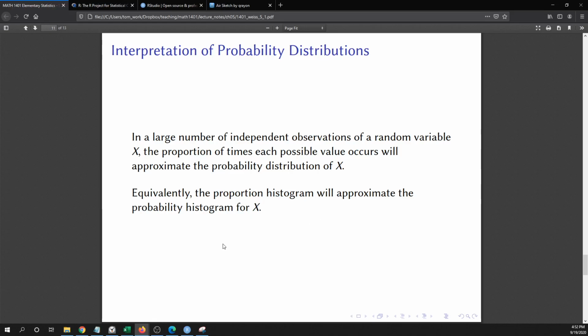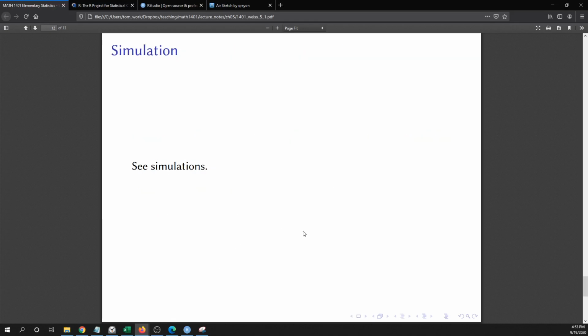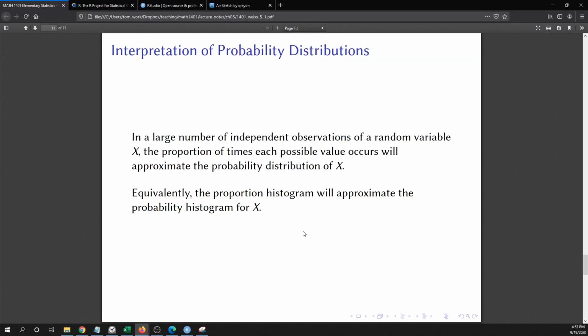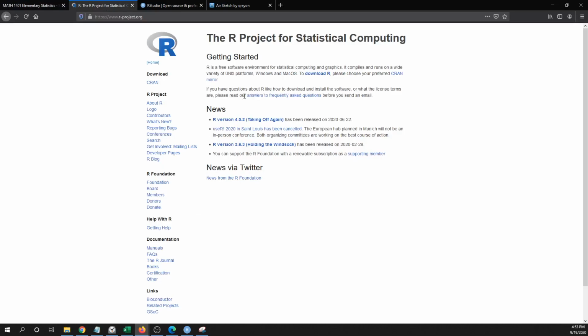All right, so what I want to do next is just illustrate that fact to you through some simulations. And we're going to do exactly this. We are going to define a random variable, and then we're going to run through some repetitions of that random variable. And I'm going to do that with a couple of things. First off is the programming language R.